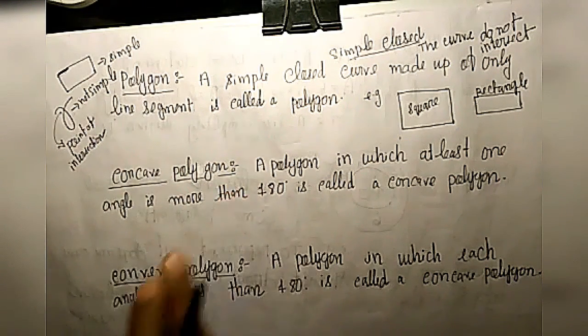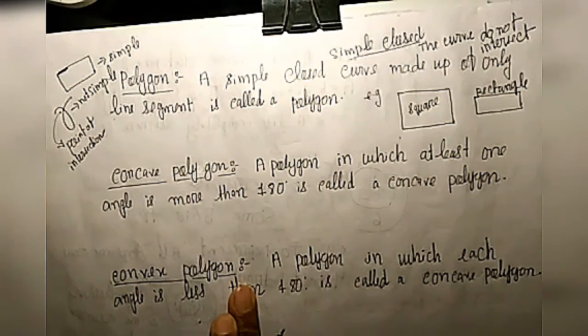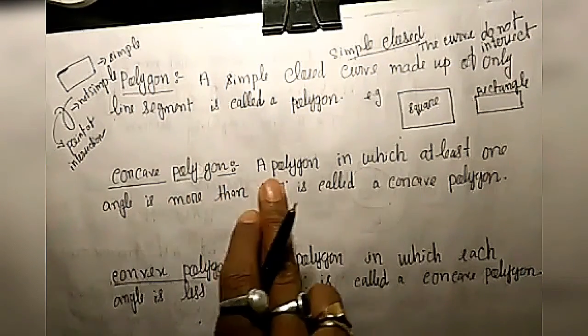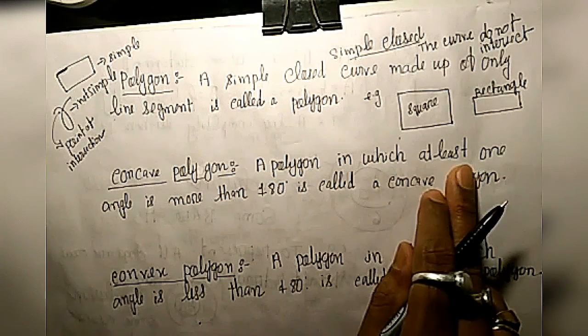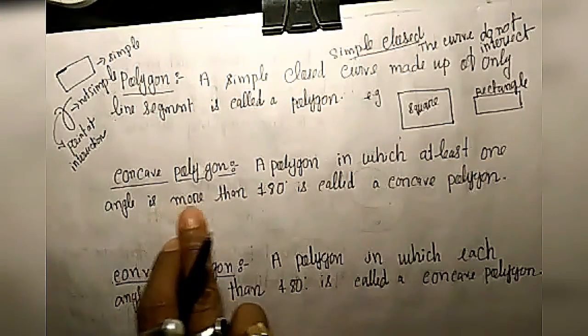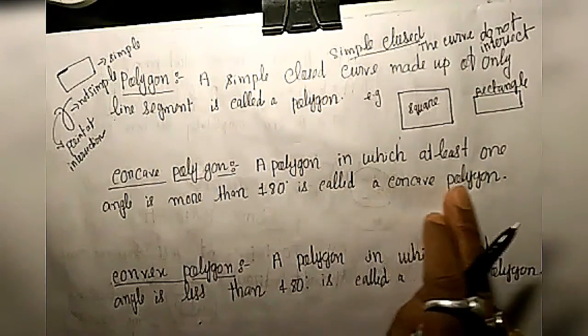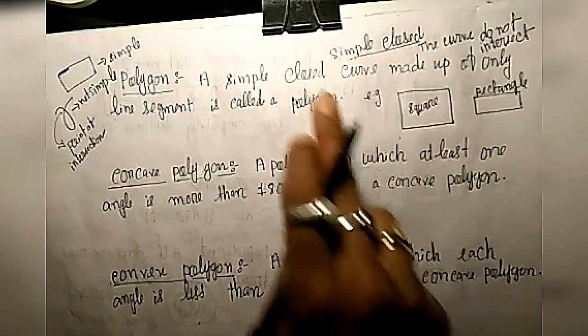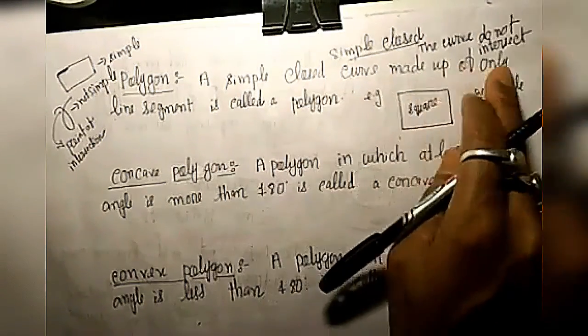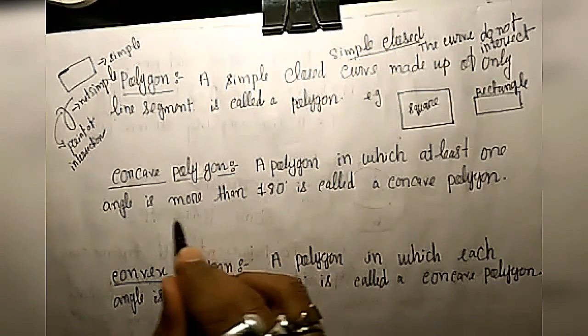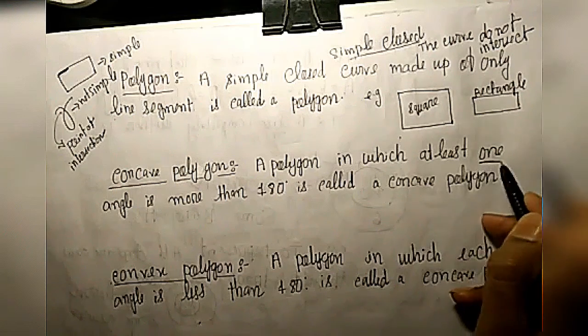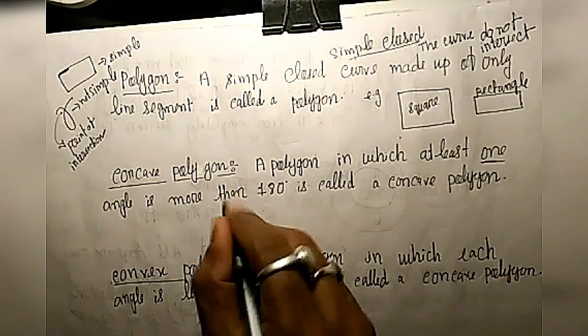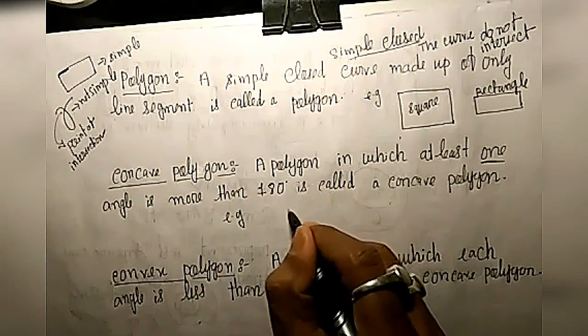Next, concave polygon and convex polygon. So polygon is mainly divided into two parts. Concave: a polygon in which at least one angle is more than 180 degrees is called a concave polygon. So a concave polygon is also a simple closed curve, but one in which at least one angle is more than 180 degrees.